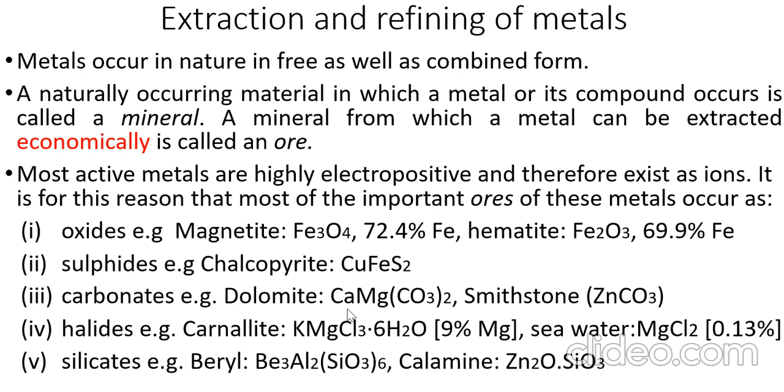We have the carbonates, calcium, magnesium. We call this dolomite. We have smithsonite for zinc. If you want to refine zinc, you can't find zinc freely. You can't find calcium freely. We have also carnallite, potassium, magnesium, chloride. In this case, you can either get magnesium in more quantity or potassium. We have others, beryl, calamine. So these are some of the predominant ores.